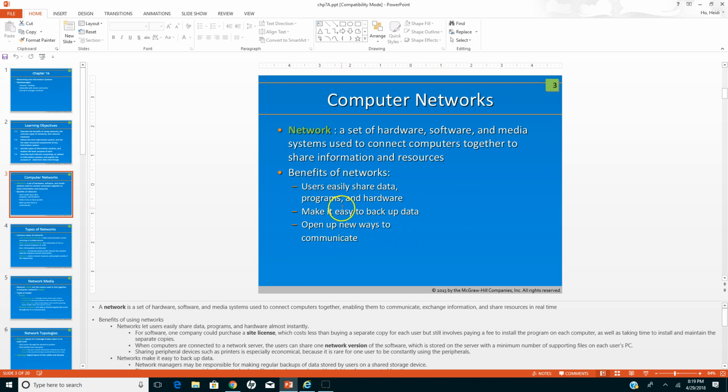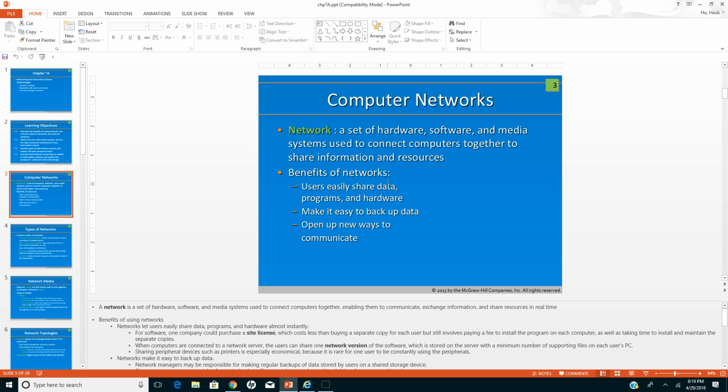The first one is users can easily share data and programs, and also hardware. For example, in the classroom we can have one printer and we network so that each of the students can print to the same printer.